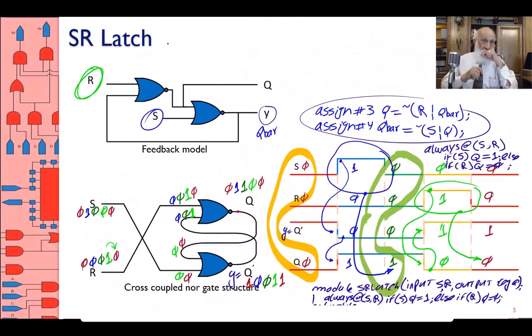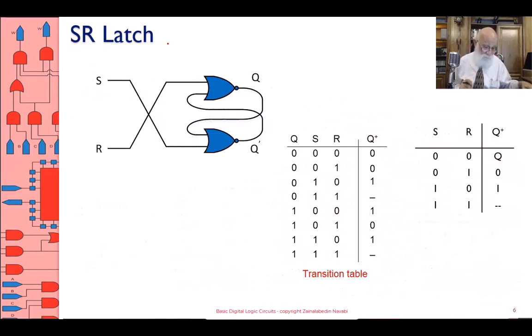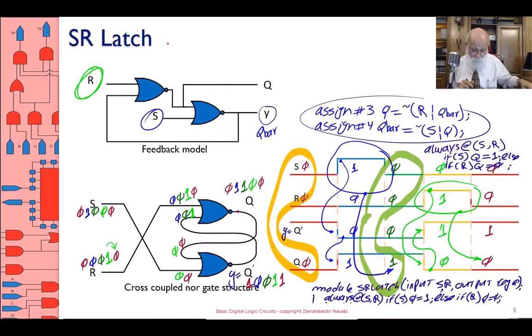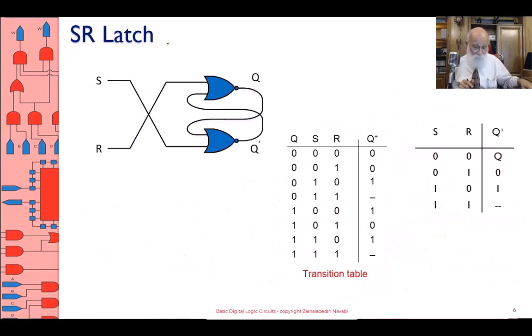All right. So far, that's all I have done. I've created an SR-Latch. Let's characterize this. The circuit has S and R inputs. I showed you the very long description here, but now I'm showing you a transition table.